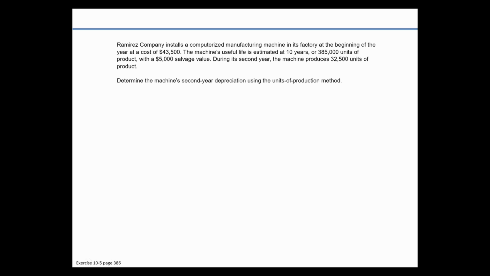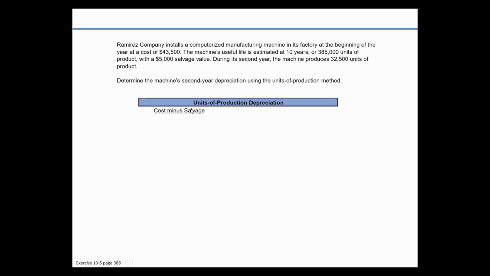So again, looking at this, Ramirez Company installs the same computerized manufacturing machine in its factory at the beginning of the year at a cost of $43,500. The machine's useful life, as we said, is estimated at 10 years or 385,000 units of product with a $5,000 salvage value. And in the second year, it produced 32,500 units. So determine the second year depreciation using the units of production method, which is on the homework.